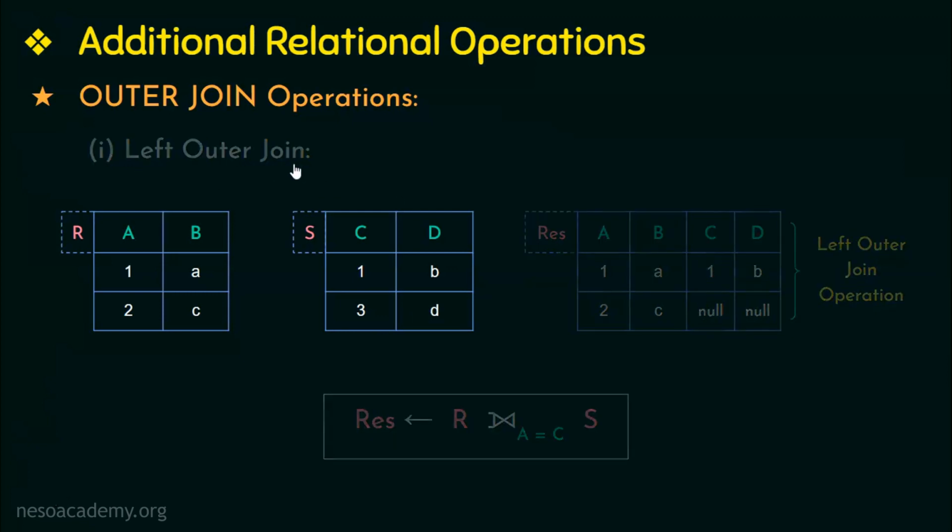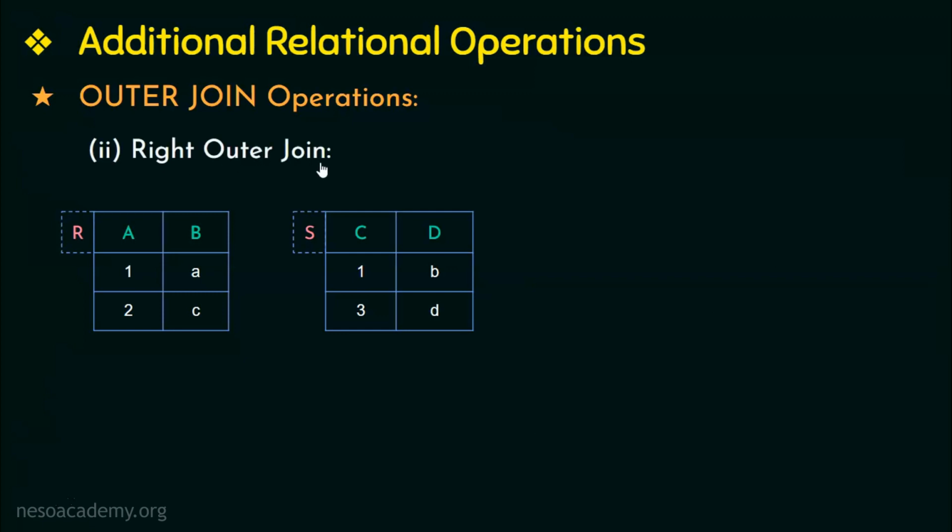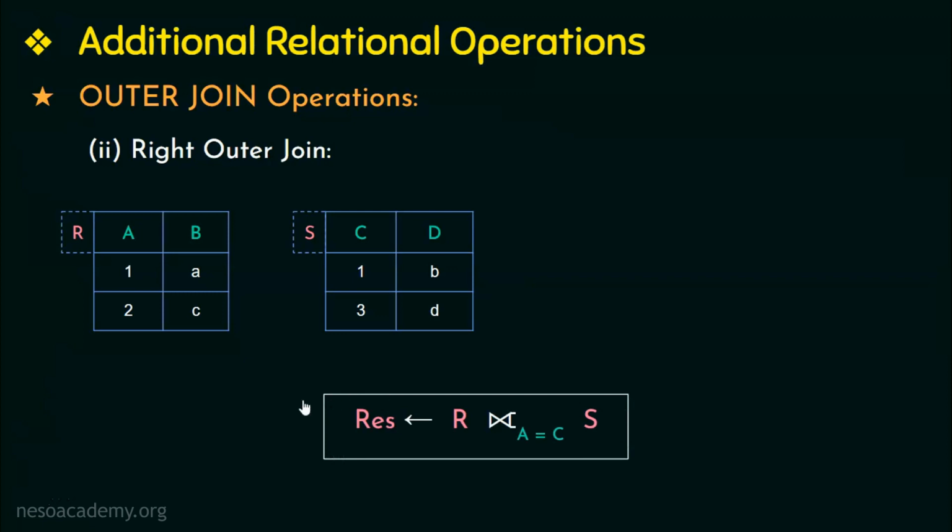The next type of outer join is the right outer join. This operation is the exact opposite of left outer join. That is, it keeps all the tuples from the right relation and only the matching tuples from the left relation. Let us take the same example. This is how we write the query for right outer join, where right outer join is represented using this symbol.